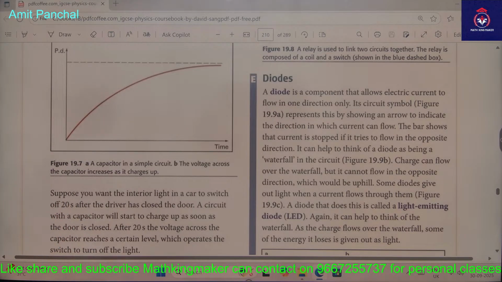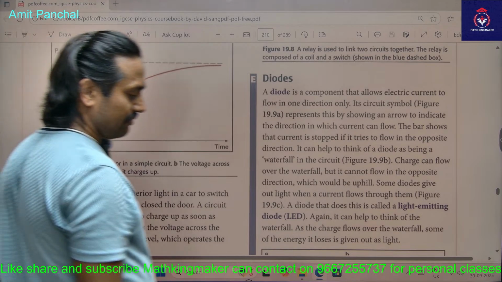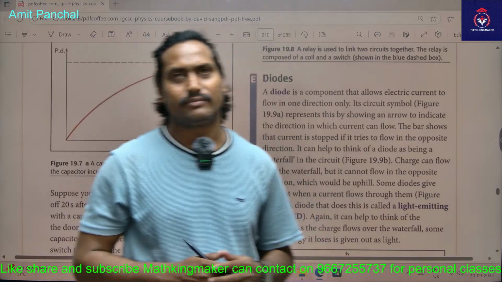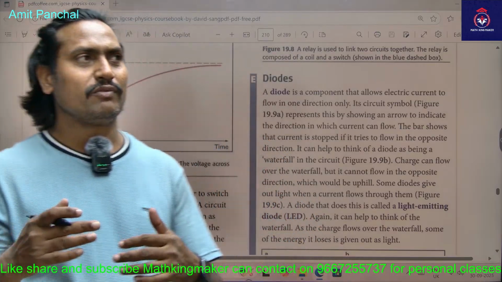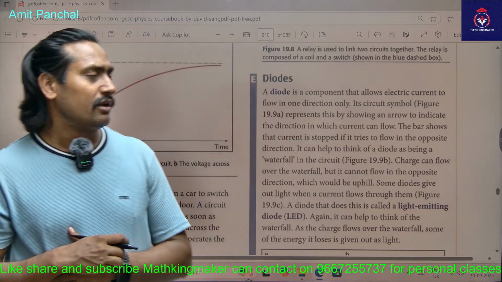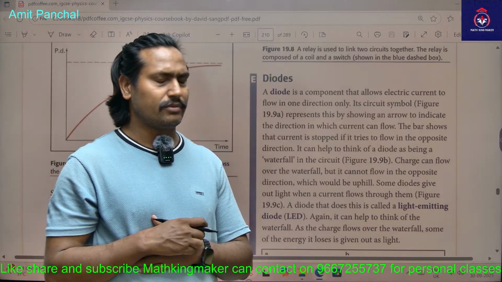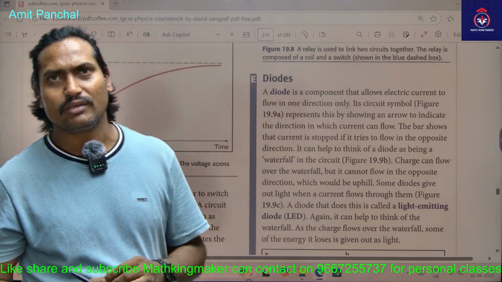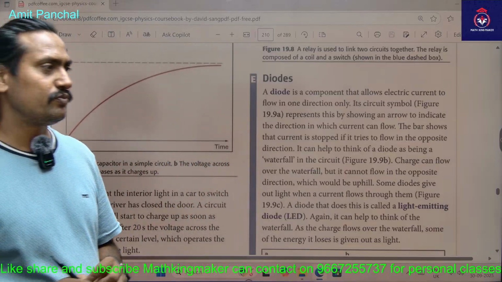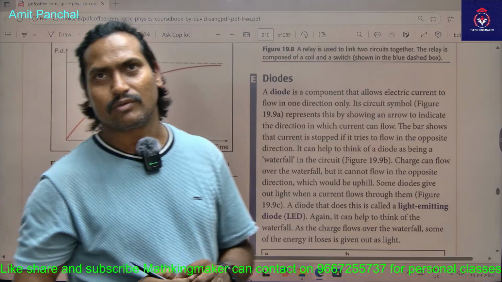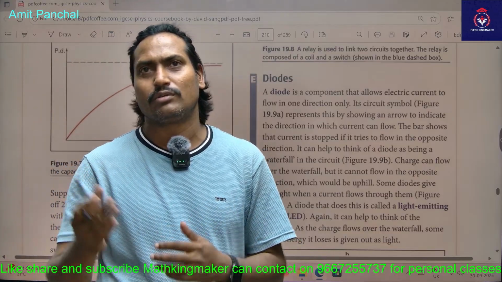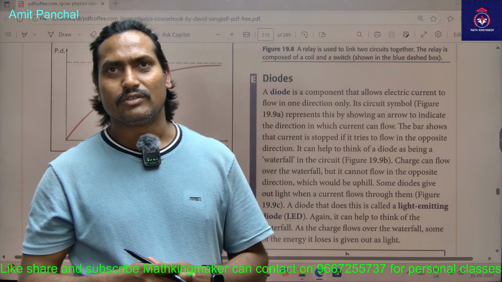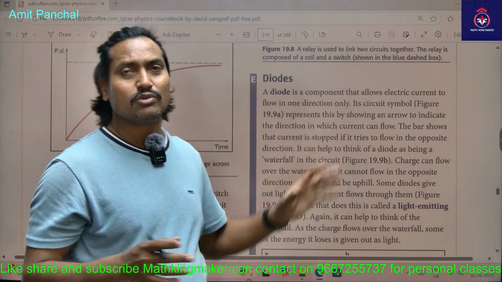Another component is the diode. Do you know something about a diode? No, sir. Okay, so a diode is a special kind of conductor. Let us take an example. If you are in your house and someone is ringing your bell, it is your choice whether you are going to open the gate or not. So a diode works on the same principle.